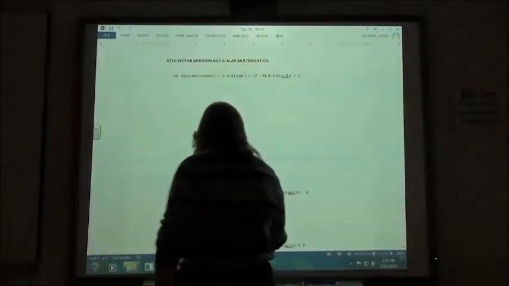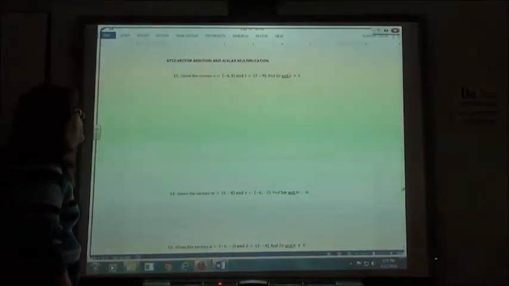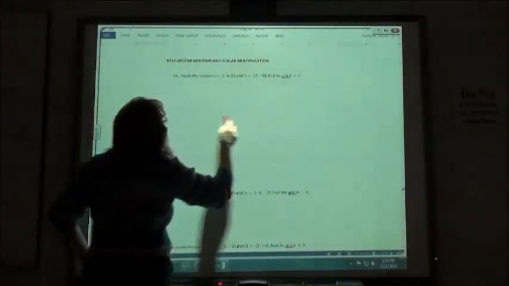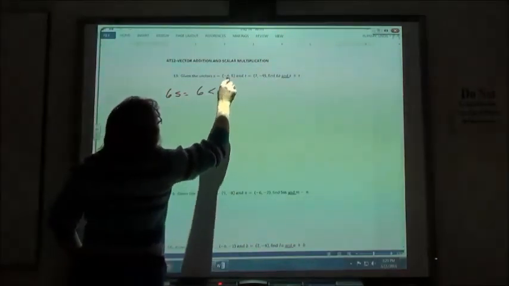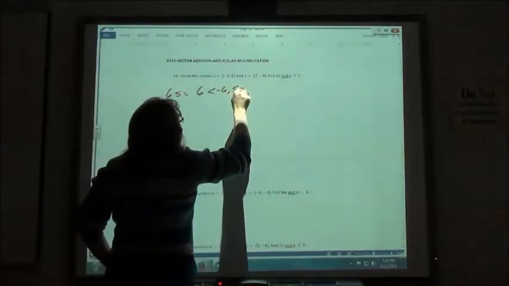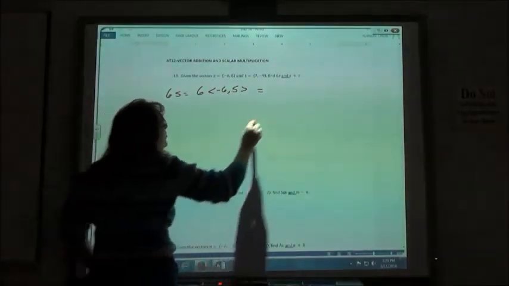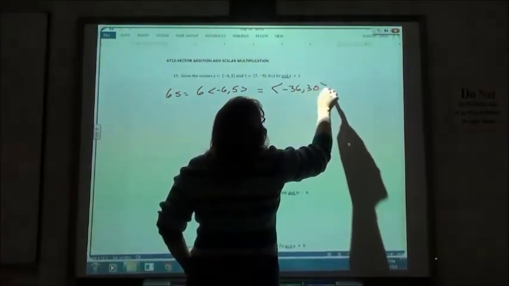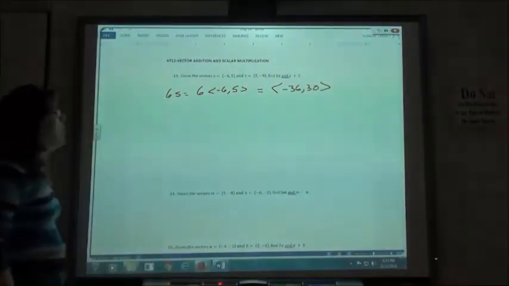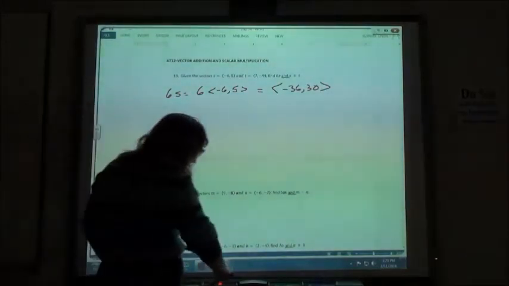13, 14, and 15, we're doing vector addition and scalar multiplication. And just like you probably think would happen, if I am going to find 6s, I am going to take 6 times my vector, which is -6, 5. Which basically just means I'm going to take 6 times each of those values. So I am going to get -36, 30, and that's going to be my answer when I take 6 times s.